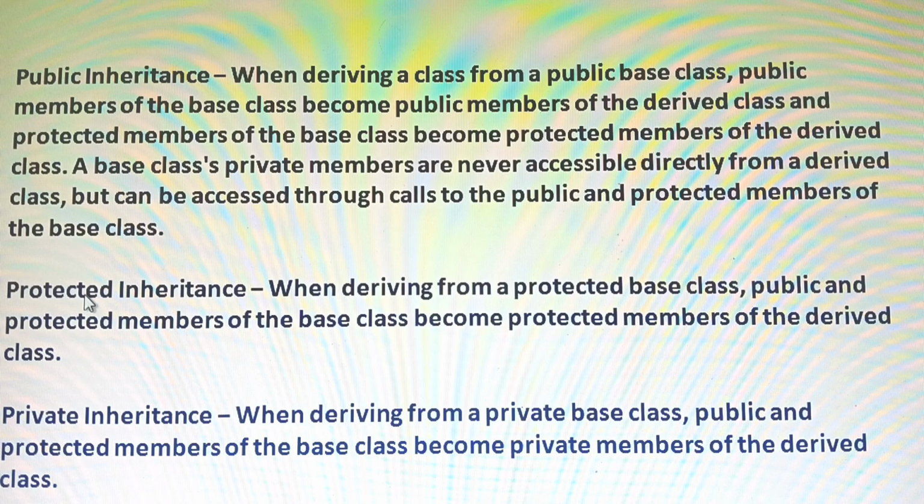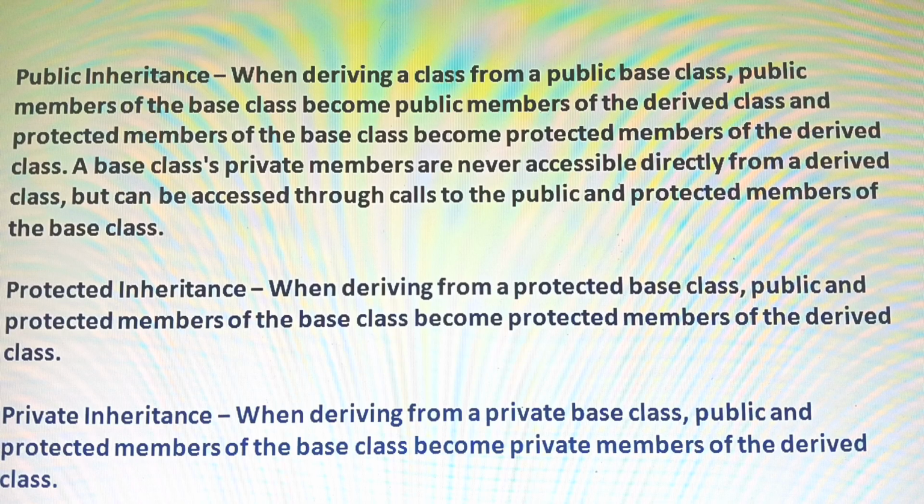Then protected inheritance. When deriving from a protected base class, the public and protected members of the base class become protected members of the derived class. Already I explained this. While inheriting the protected base class, the public and protected members of the base class become protected members of the derived class. That is protected inheritance. Public members and protected members also become protected members of the derived class.